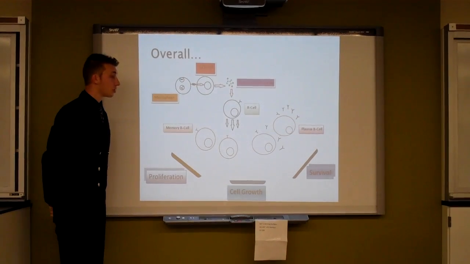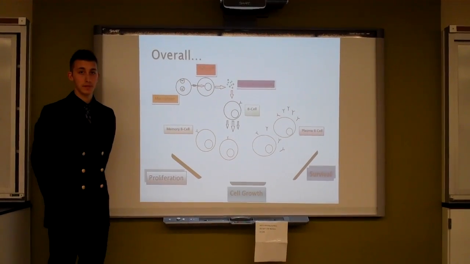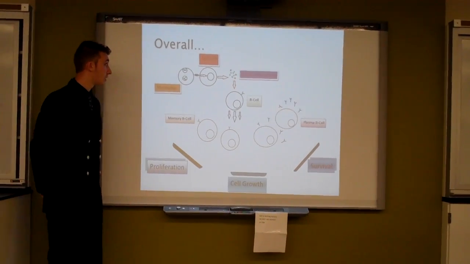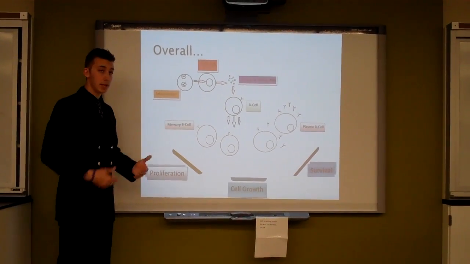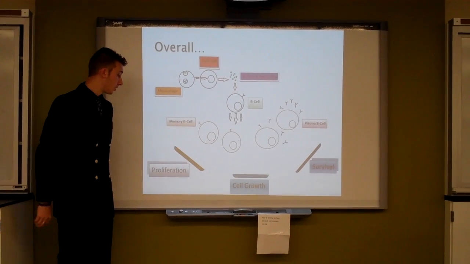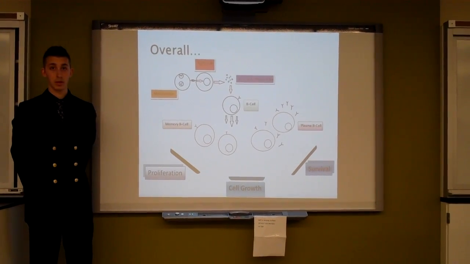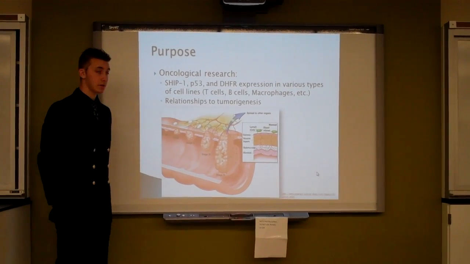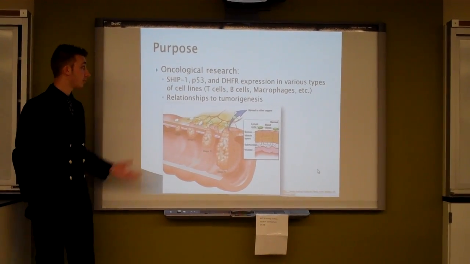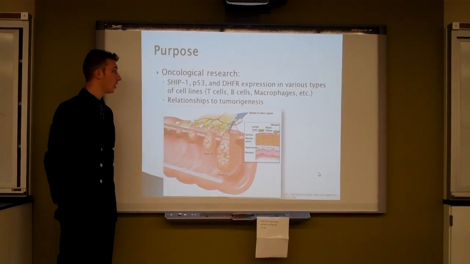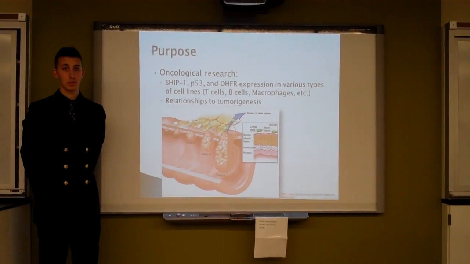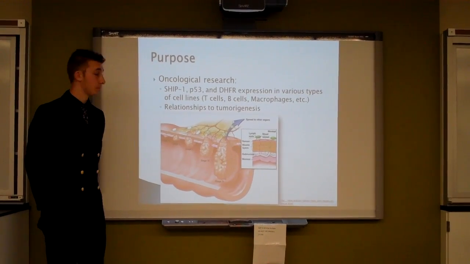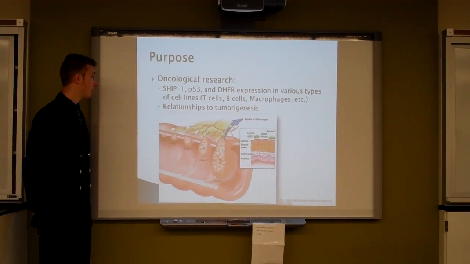Next slide, please. So overall, as I had mentioned, SHP1, P53, and DHFR are implicated within macrophages, phagocytic cells, T cells, and B cells in mediating and regulating cell survival, cell growth, and proliferation within immunology. So the purpose of this is to enhance oncological research by providing a means of expression of SHP1, P53, and DHFR within tumor-bearing cell lines versus non-tumor-bearing cell lines, and show their implications within T cells, B cells, and macrophages. Again, very important cells within immunity.